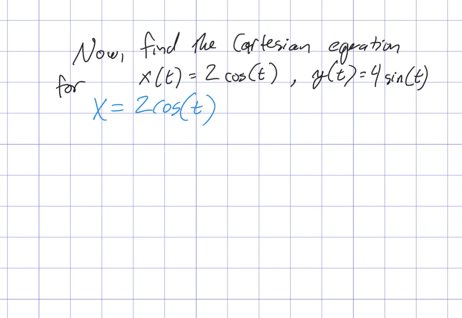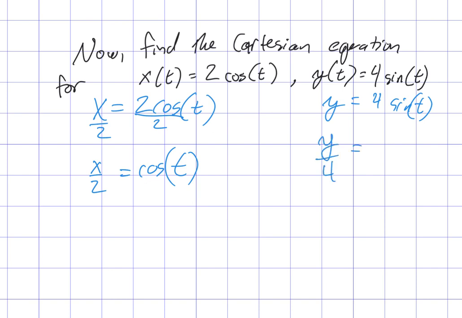And with sine and cosine, if I can get them isolated, if you will, what do I mean by that? So divide both sides by 2. So x over 2 is equal to cosine of t. I'm going to leave that one there. I'm going to take a look at the other equation, y equals 4 sine of t. So y over 4 is equal to sine of t.